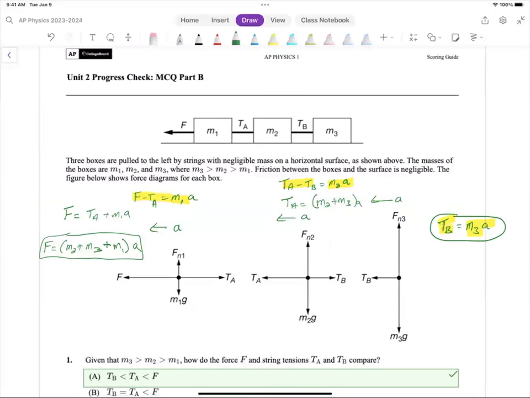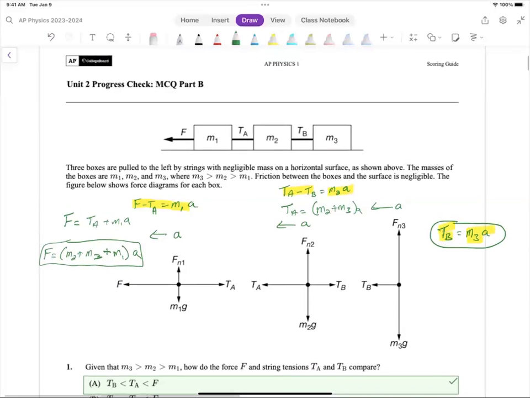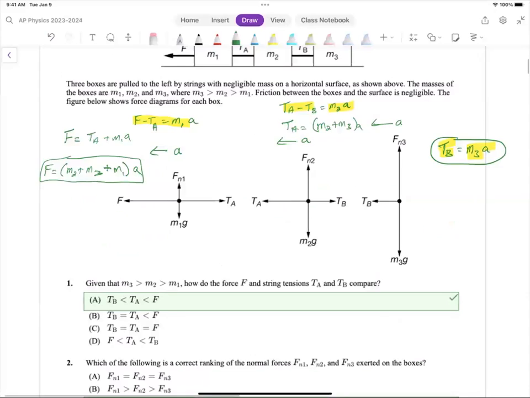Now notice, TA equals the total mass of M2 plus M3 times A. TB just equals M3A. And force F equals all the 3 masses added together. So hopefully you see that force has to be greater than TA, which is greater than TB.